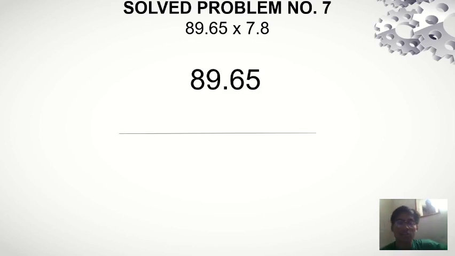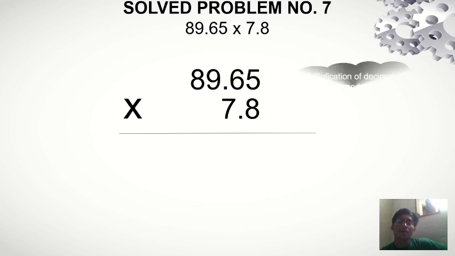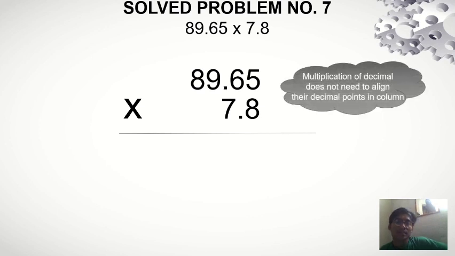How about this? We have 89.65 times 7.8. Mas pinadali na lang natin. Dalawa lang. Yung multiplication of decimal does not need to align their decimal points. So, napansin nyo, hindi ko sila pinagpantay. Pero kayong bahala kung gusto nyo pagpantayin. Kung saan kayo mas masaya.